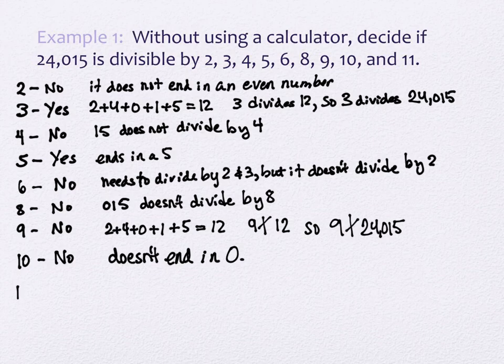Okay, so 11's the weird one. It's not hard, it's just weird, okay? So let's actually write it out. Down here I have 2, 4, 0, 1, 5. So I've got 2, 0, 5. What's 2 plus 0 plus 5?